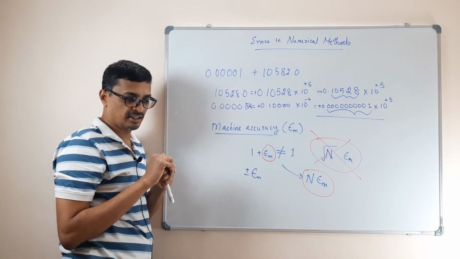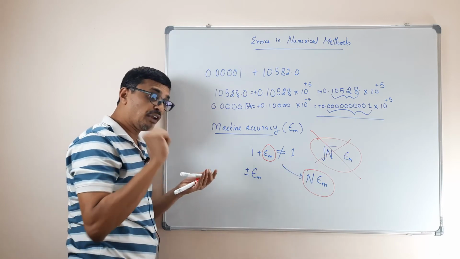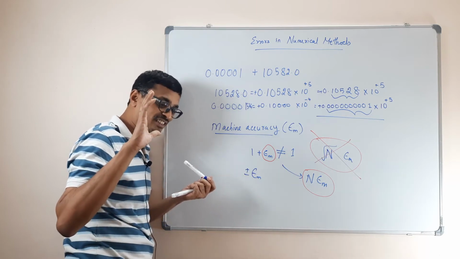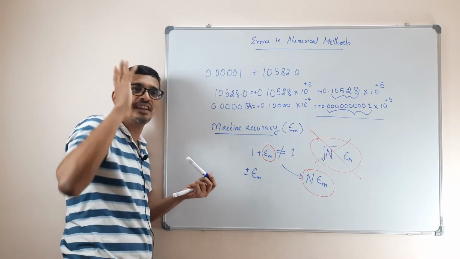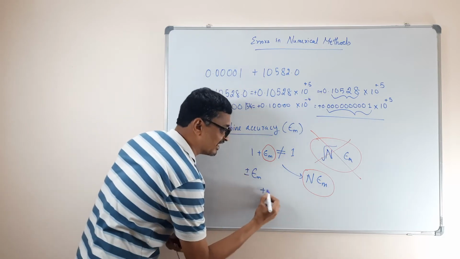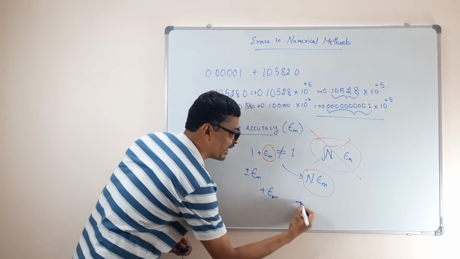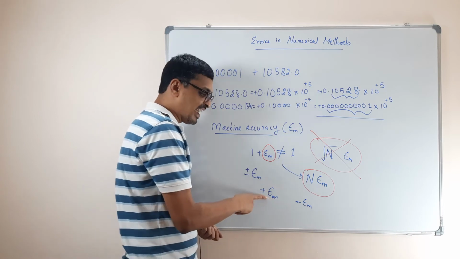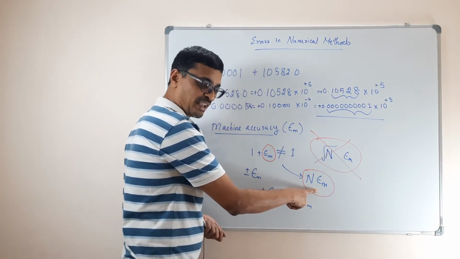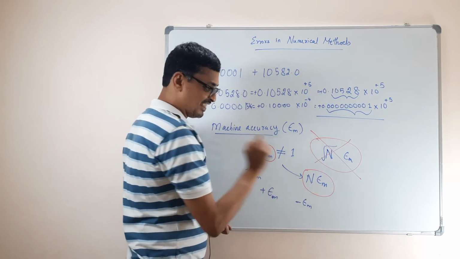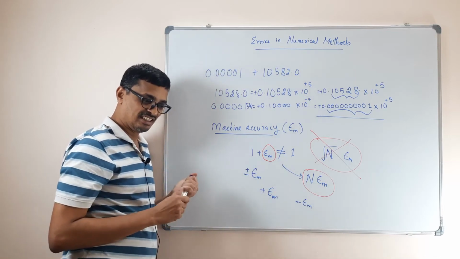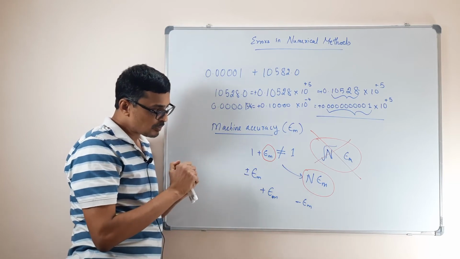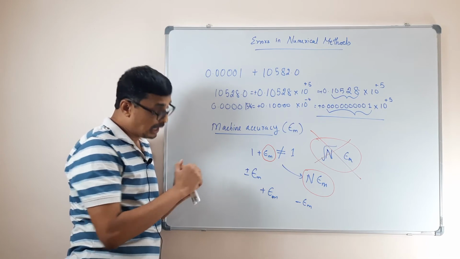Correct? You got it? On the other hand, though the error can be positive or negative, in most cases the algorithms we make make it unidirectional. It will be either plus epsilon m or minus epsilon m. When you do that n times, you are going to add n times epsilon m. Am I making it clear now? Clear? Yes, sir. So this is what happens when you are dealing with machine accuracy.